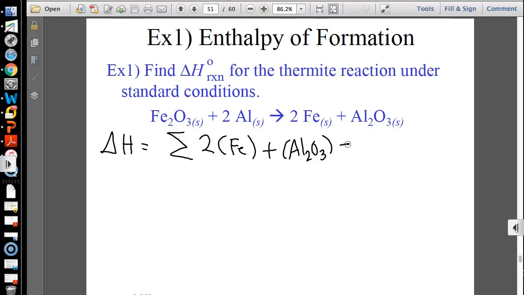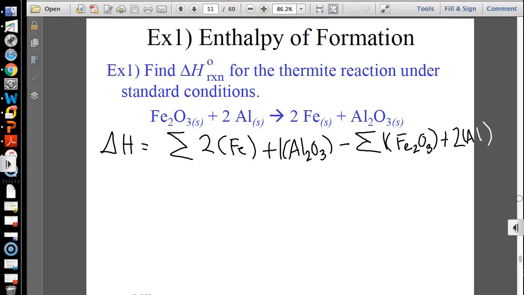Then I have to subtract all of this stuff added up. I gotta do the same thing for the reactants. So one of these, it's times 1, and then plus 2 aluminums. I ran out of room.